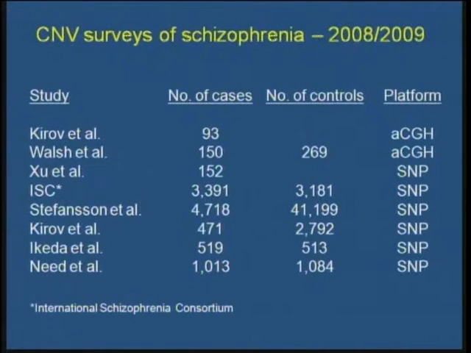Then there was a family study by Xu et al. that looked specifically at de novo CNVs, and then a real increase in case-control studies, and 2 very large case-control studies. The International Schizophrenia Consortium looked at almost 3,400 cases and 3,200 controls. And then this very large study by Stefansson et al. had 4,700 cases and 42,000 controls.